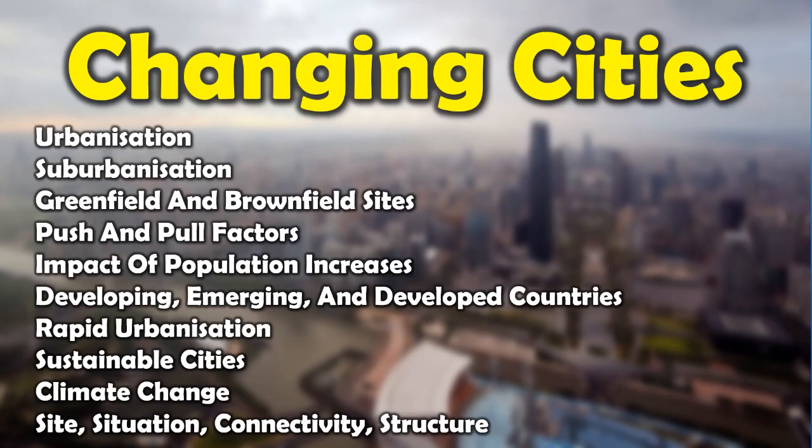Now, today, in this lesson, we have looked at quite a few things. We've seen what urbanization is. We know what suburbanization is. We've looked at green and brownfield sites, push and pull factors. We've seen how population increases can have a lot of different impacts. We can now tell the difference between a developing, emerging, and a developed country. We've seen the consequences of rapid urbanization. We've seen how places in the UK have tried to make sustainable cities by promoting more sustainable transport. We've seen the impact of urbanization and that growth on climate change, and now we can characterize an area based on its site, situation, and connectivity and structure.